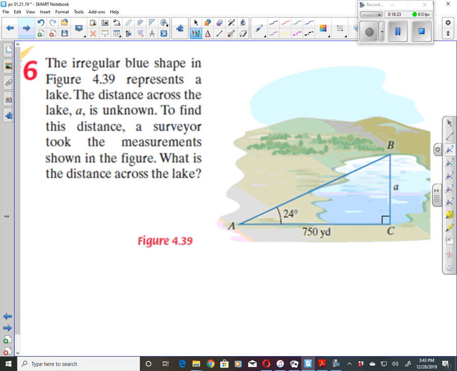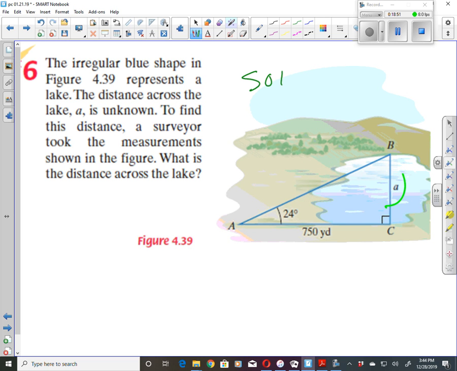We figured out by sight that from A to B was 24 degrees. We were able to measure from A to C directly across the lake, right? So we had a right triangle. So we now know that we want to find A, based on what we know.